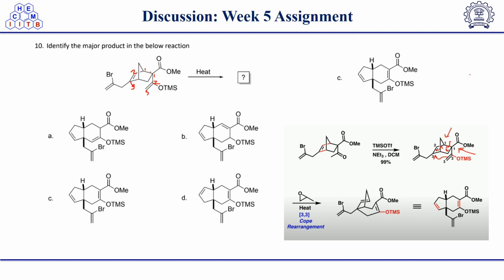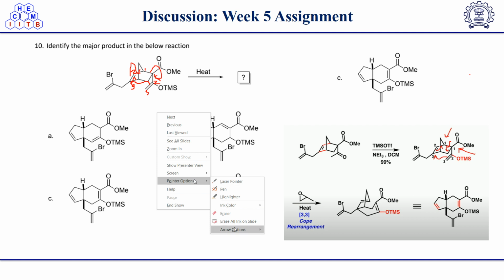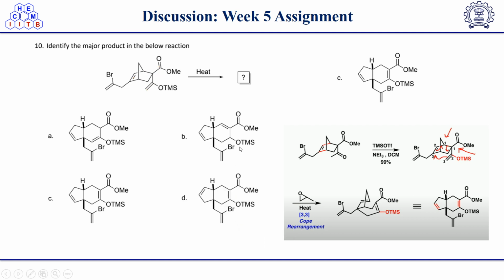This bond is breaking. It is getting shifted to here, and this bond will attack at this carbon, and this bond will be shifted to here between 1 and 2. So that will be happening in this reaction. We will be getting the corresponding product also. Option C will be the right answer for this question. So that is about the discussion on the week 5 assignment.